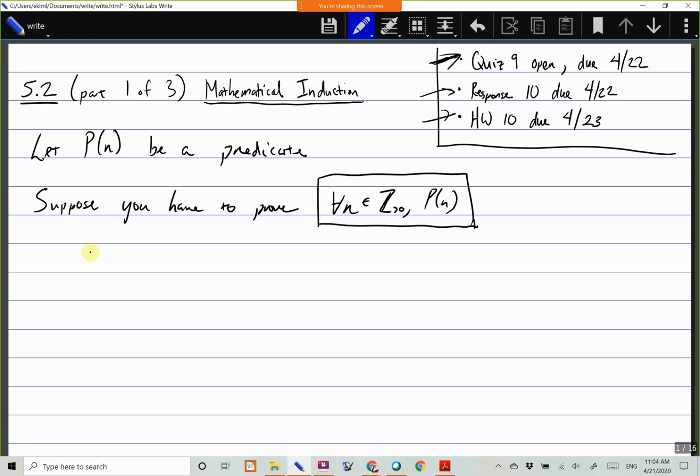The most common method, right? The most common thing to prove when you have this setup is, you pick something, an arbitrary n in this set, and then you try to prove p of n. But sometimes you get stuck doing that. So here's a new, alternate method, a common method to prove this kind of statement.